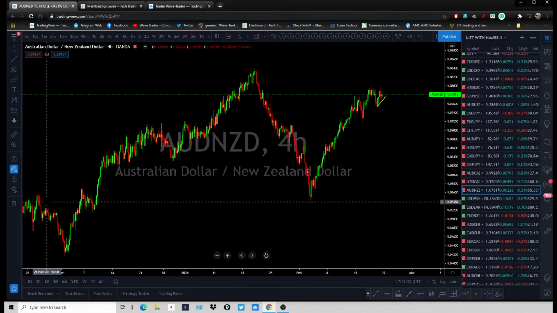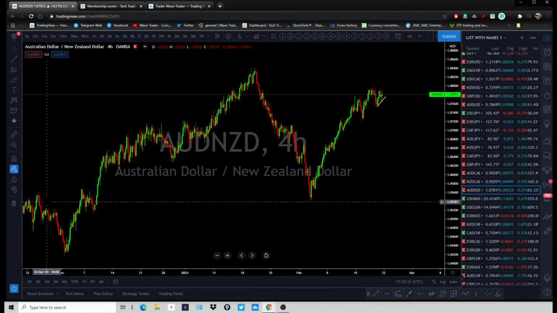Because the New Zealand dollar has almost already made its aggressive move compared to the other risk-on currencies. Also, the New Zealand economy is not bigger than Australia's. The Australian economy is bigger than the New Zealand economy. So there are many other factors putting pressure on the New Zealand dollar right now, and because of that, it is not getting strong.